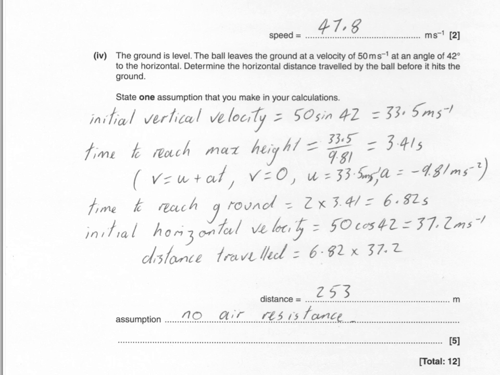You've got a number of ways you can then use that to work out how long it's in the air. I think probably the easiest way is simply to use that the time to reach the maximum height would be that initial velocity divided by the acceleration, which gives you 3.41. The point there is that we're using v equals u plus at, with v, the final velocity at maximum height, being 0, and u equal to 33.5 meters per second, and the acceleration is minus 9.81. So if you put those values in there, you'll end up with the 3.41 seconds.